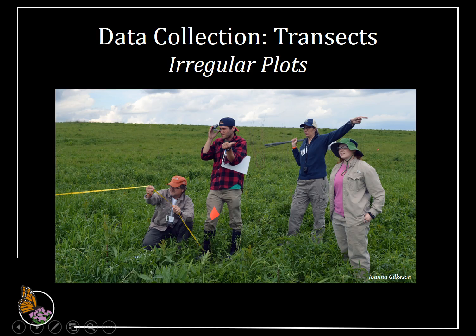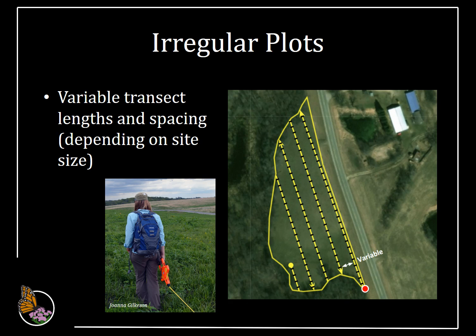In this video, you will learn to set up milkweed and blooming plant survey transects within an irregular plot. If you are monitoring an irregular plot, you will measure the area of the site using the site selection mapping application. You will determine how far to space your transects depending on the area of the site.